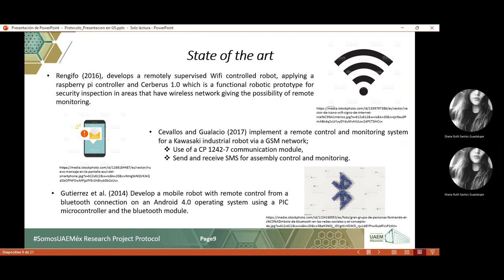Regifo develops a remotely supervised Wi-Fi controlled robot applying a Raspberry Pi controller and WAN service, which is a functional robotic prototype for security inspection in areas with wireless network coverage, giving the possibility of remote monitoring. Sangwalasho implement a remote control and monitoring system for a Kawasaki industrial robot via a GSM network. Gutierrez developed a mobile robot with remote control from a Bluetooth connection on an Android operating system.